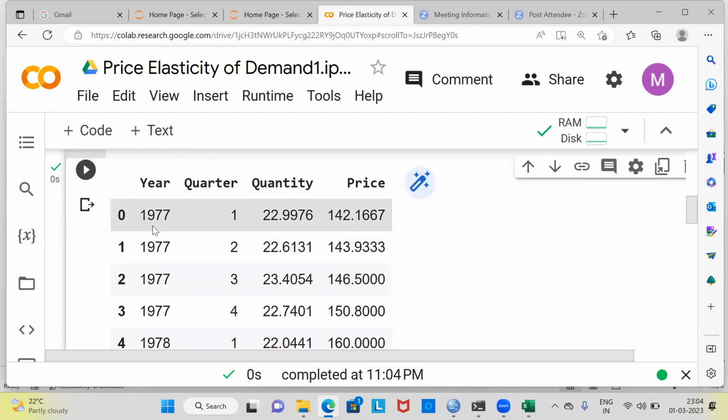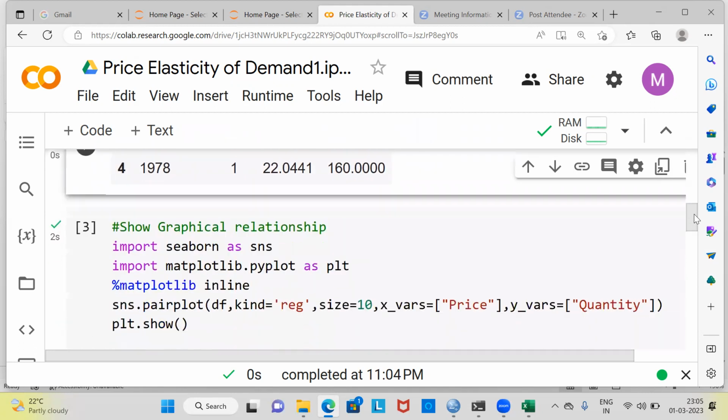The first record here refers to first quarter data for the year 1977. We are given quantity and price. Similarly, for the second quarter in the year 1977, what is the quantity of beef demanded and what is the price that is given. Like this, we have 22 years of data.